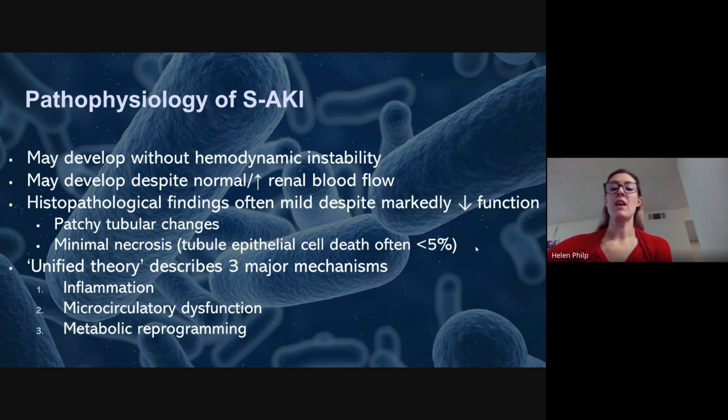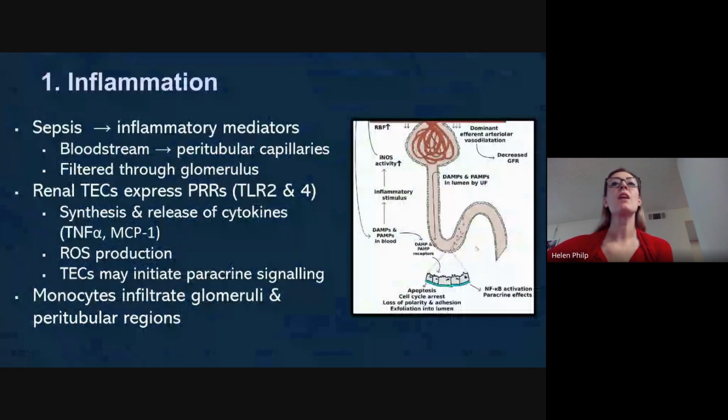Very minimal necrosis was often found. And so the updated theory, this unified theory, encompasses three major mechanisms: inflammation, microcirculatory dysfunction, and metabolic reprogramming. So the first thing being inflammation. I think we're all very familiar with how in sepsis we get the release of PAMPs and DAMPs, and they bind to pattern recognition receptors, and then we get this whole inflammatory cascade.